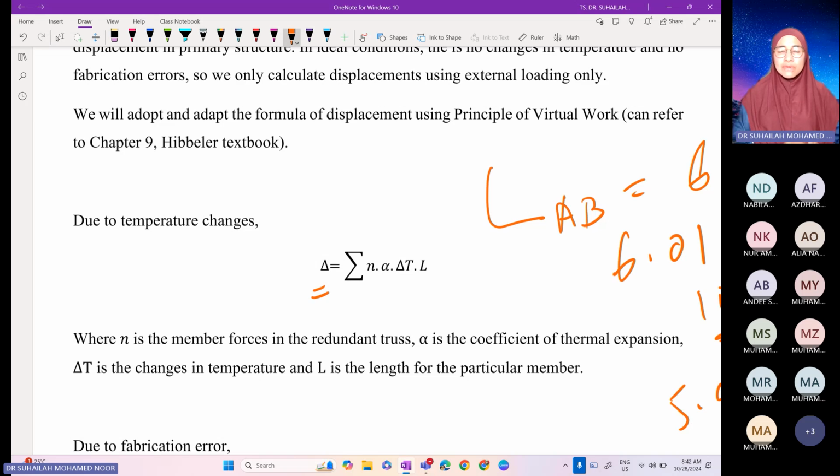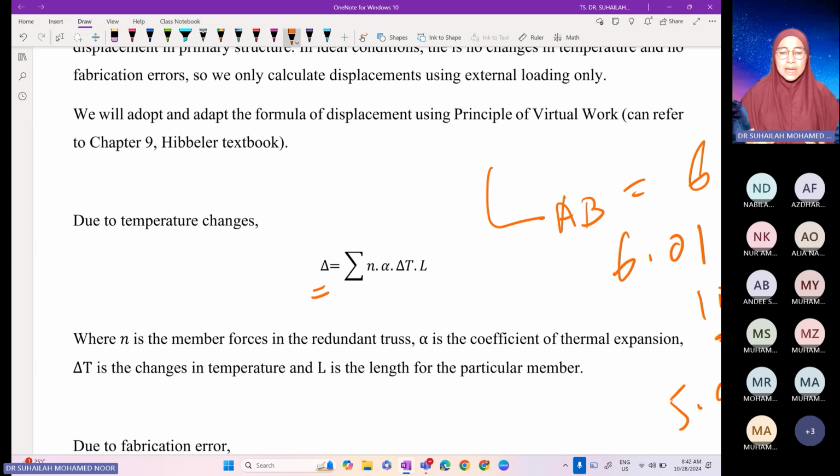Okay, so kalau you nak refer to this, you boleh refer textbook under topic deflection. Even though dalam topik tu adalah unit load method, tapi actually dalam unit load method tu dia cover these three types of effect, external loading, temperature changes and fabrication error that can contribute to displacement. Displacement in structure, and after that the reaction of course, and also member forces, the internal forces.